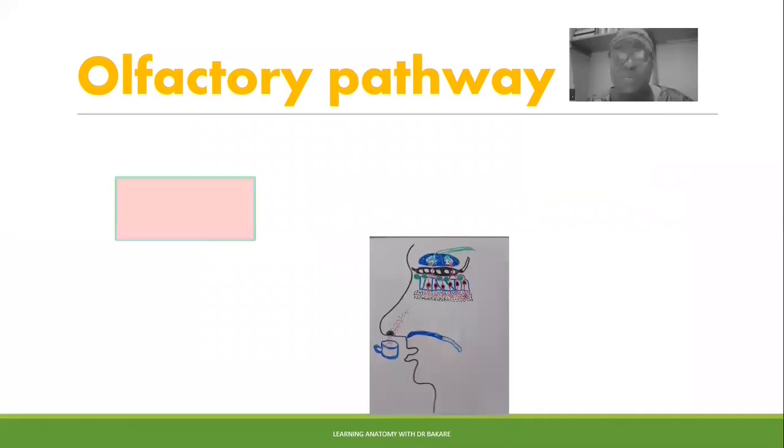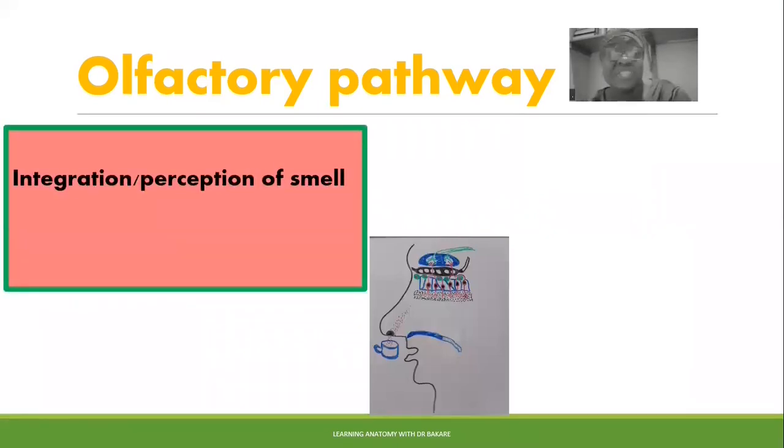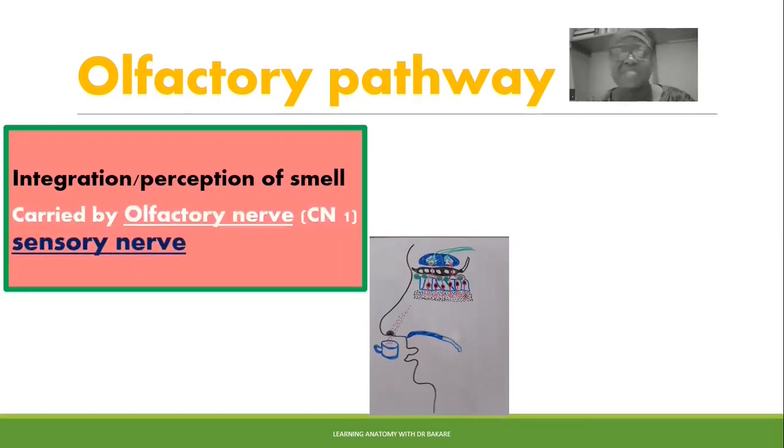The olfactory pathway, we say that it's responsible for the integration and the perception of smell. And the nerve that is responsible for this perception is the olfactory nerve. This is the first cranial nerve, and the olfactory nerve also is a sensory nerve.